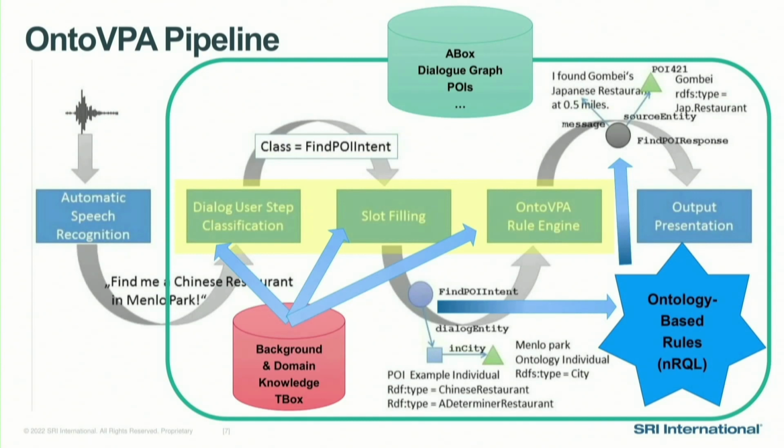The next slide shows that all of these components are part of OntoVPA. The dialog runtime representation happens in the A box, and the background and domain knowledge, the ontologies, are supplied as T-boxes to the system. And then the rules compute the system responses.